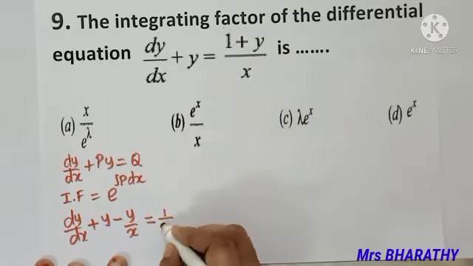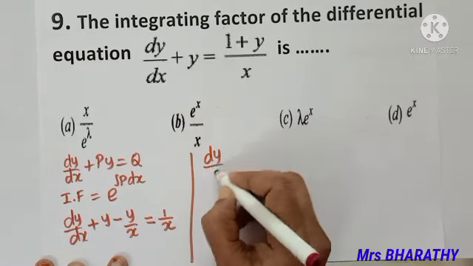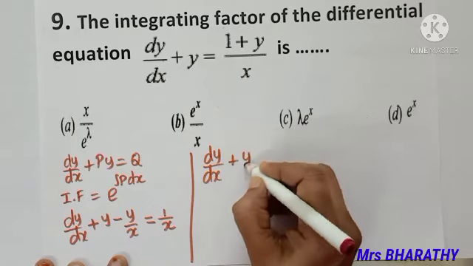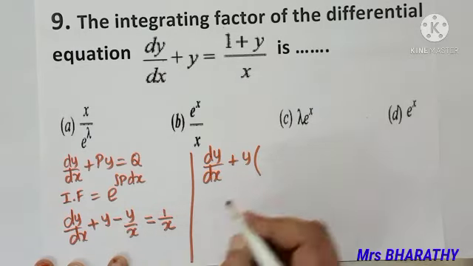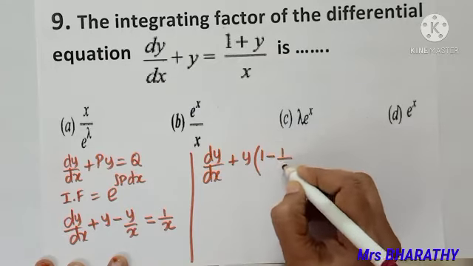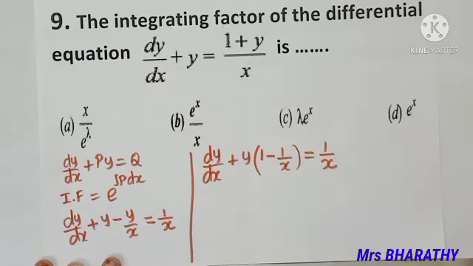On the RHS, we have only 1 by x. As we take y as common, dy by dx plus y into (1 minus 1 by x) equals, on the RHS, only 1 by x.